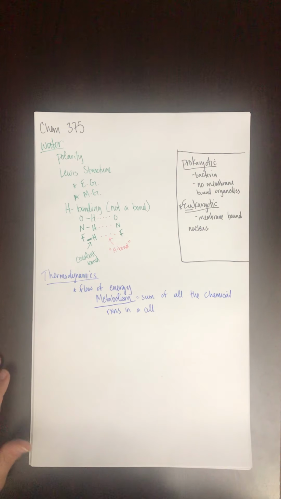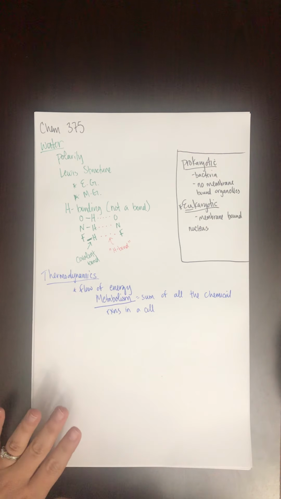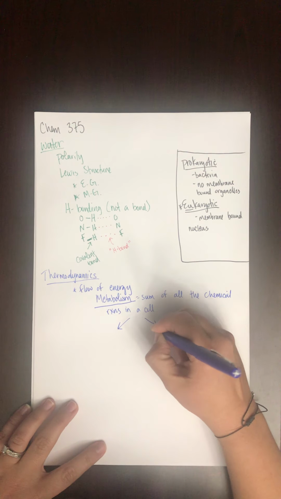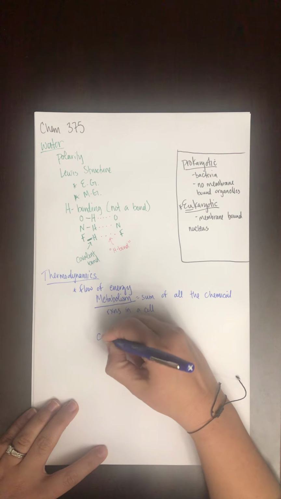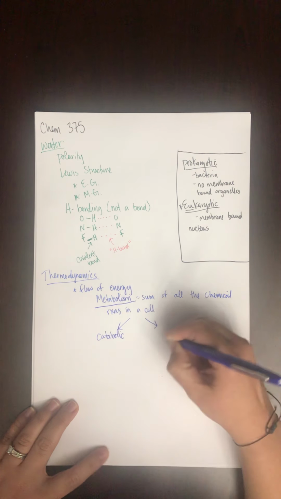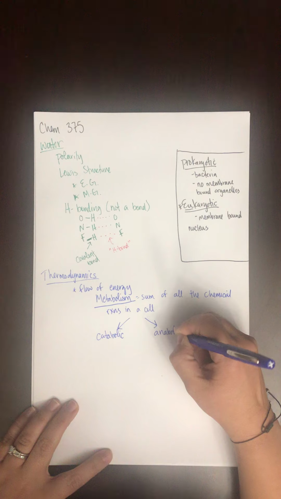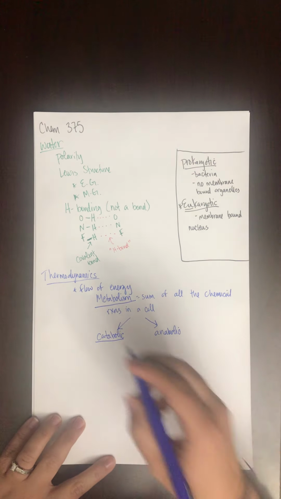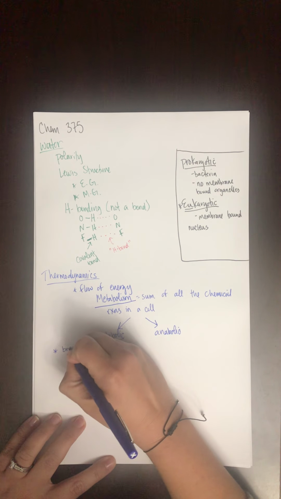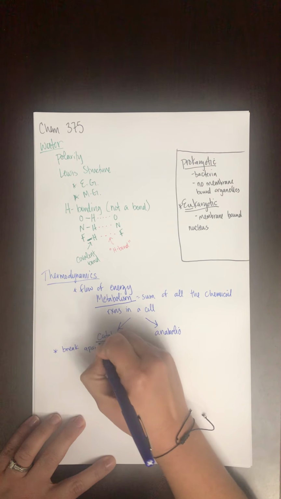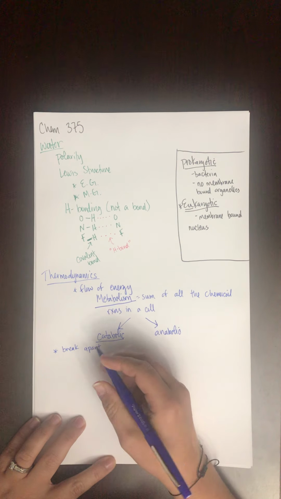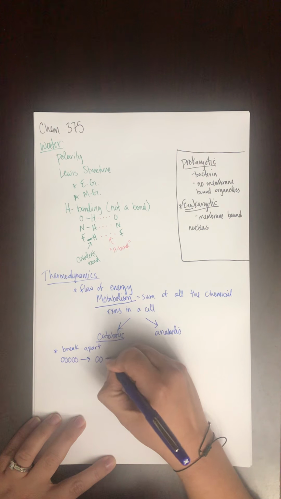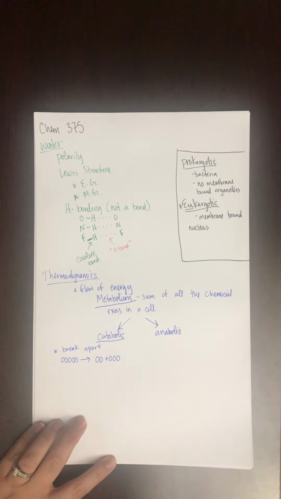Okay, so back to thermodynamics. All of the chemical reactions in our cell, the sum of all of those, is called metabolism. So there are two types of metabolic reactions: catabolic and anabolic reactions. Let's talk about catabolic reactions for a minute. Catabolic reactions are reactions that break things apart. So we'd be going from a bigger molecule to a smaller molecule. We're breaking things apart.